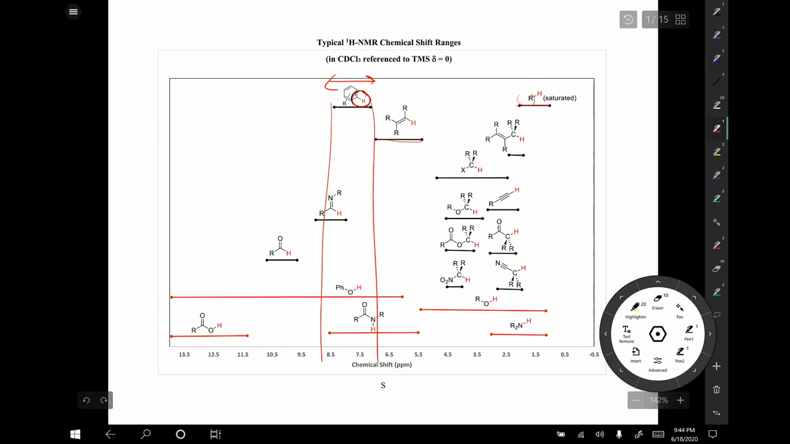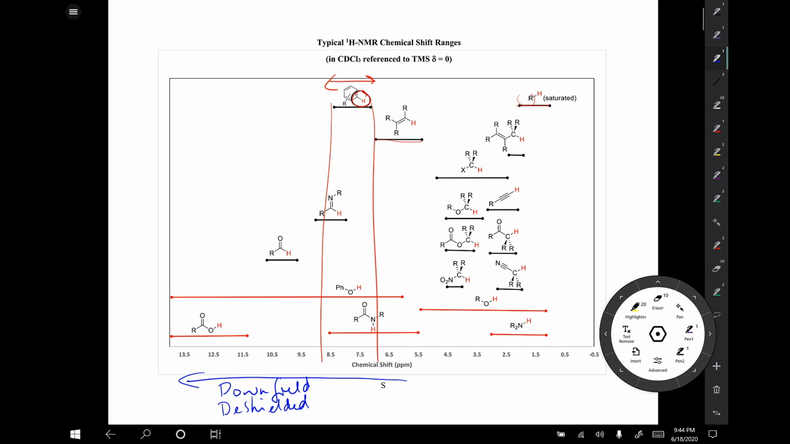There are two ways that this can be shifted, right? You can be shifted to the left. This would be considered downfield, and this would be de-shielded. What does de-shielded mean? This means it has less electron density around it. Think about electron density as a shield for the compound when you put this compound into this magnetic field. The other way would be upfield, or shielded.